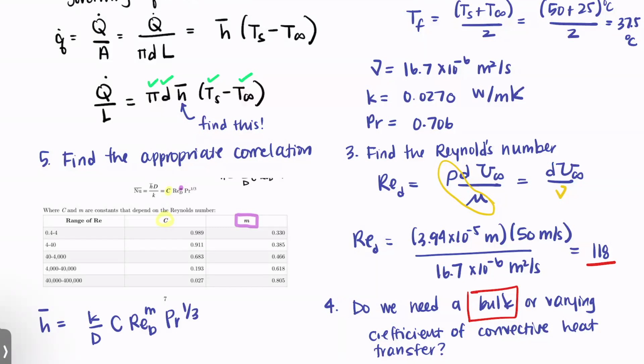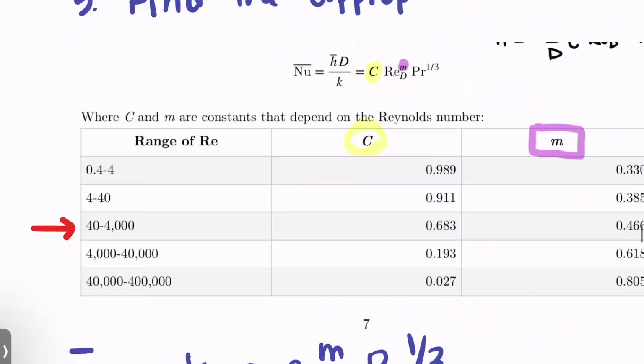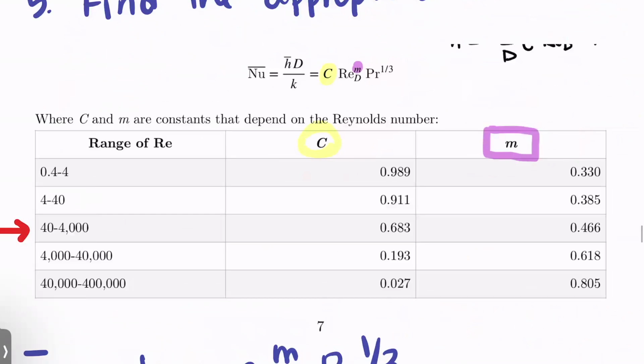Okay, so we have that the Reynolds number is 118, which means that I'm going to use this column of our chart. So this is the column for Reynolds number between 40 and 4,000. So that means that C is 0.683 and M is 0.466.